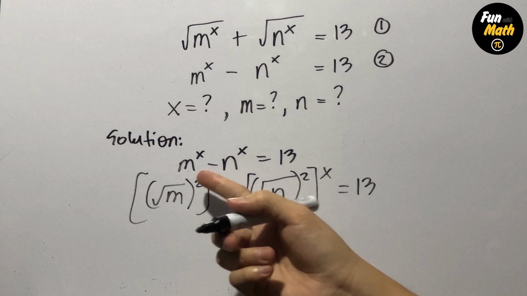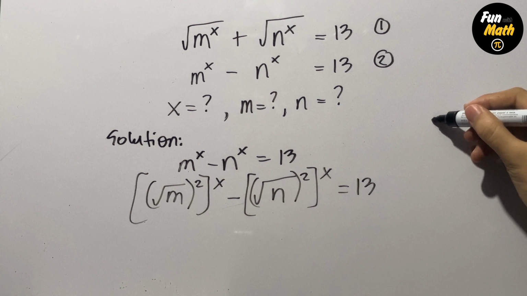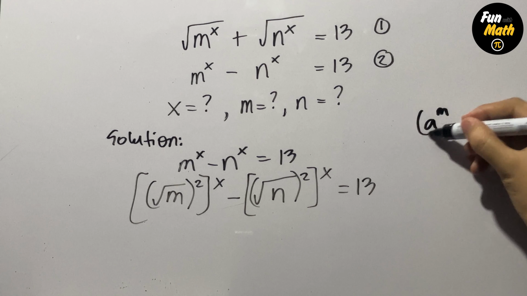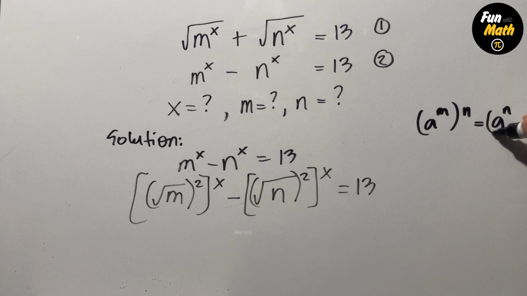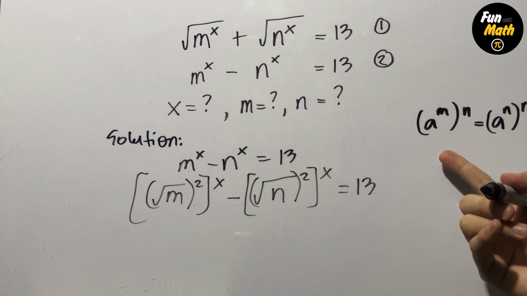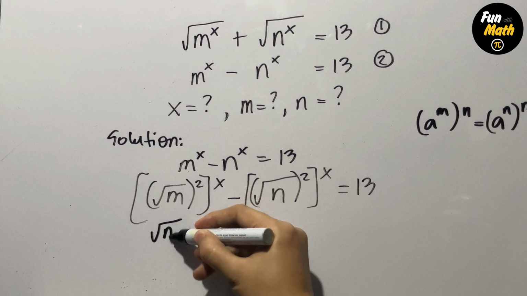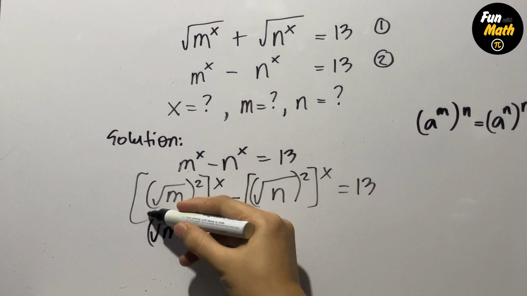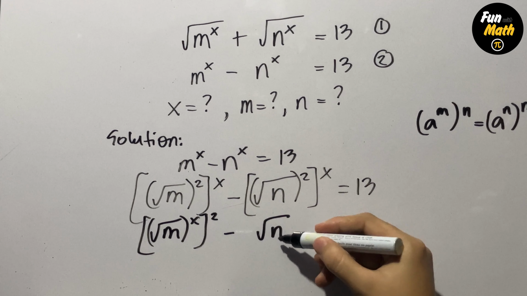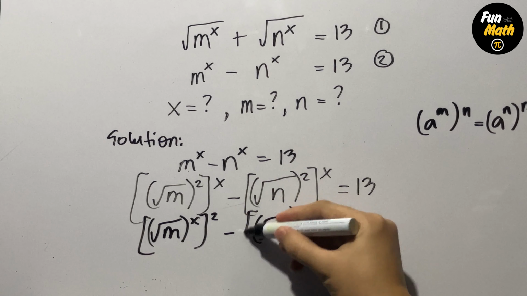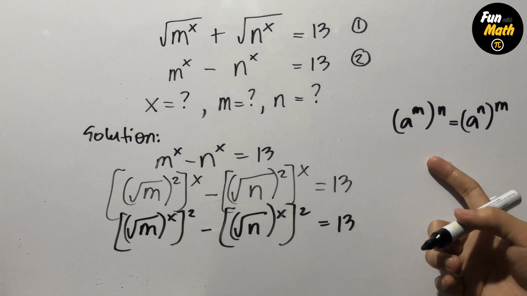Next, we can interchange the power by following this rule of a power. We have a to the power of m whole to the power of n, which is also equal to a to the power of n whole to the power of m. So as you observe, we can interchange our power. So for this, we can write it as square root of m to the power of x, then whole to the power of 2, minus square root of n to the power of x, then whole to the power of 2 equals 13.